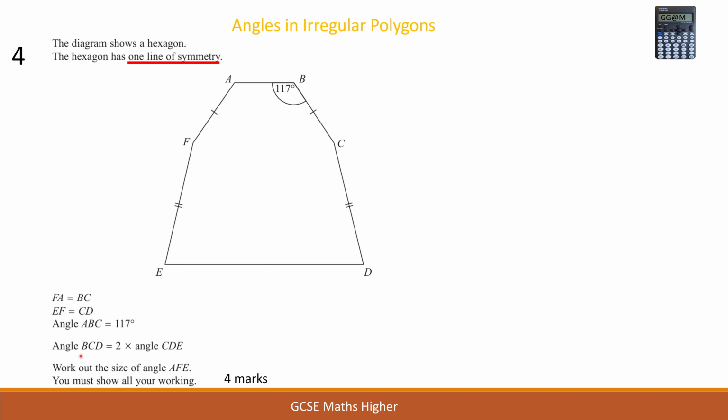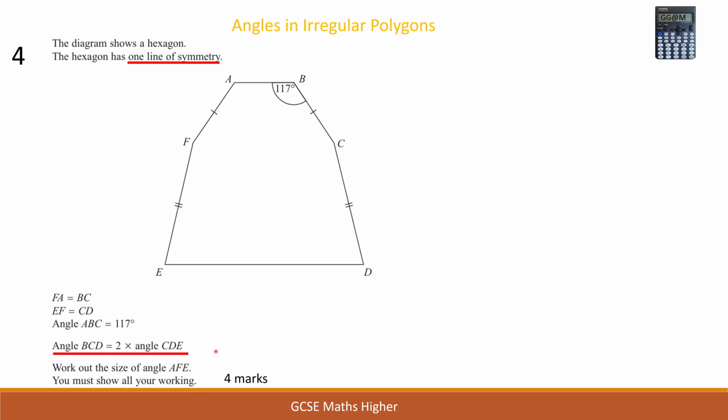You're told that angle B to C to D, so B to C to D, is equal to 2 lots of angle C to D to E. So C to D to E. So this angle here is twice this angle. So if the angle down here is X, then this angle up here is 2 lots of X.